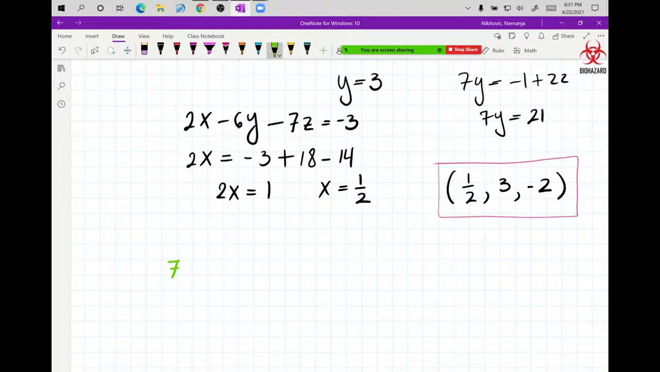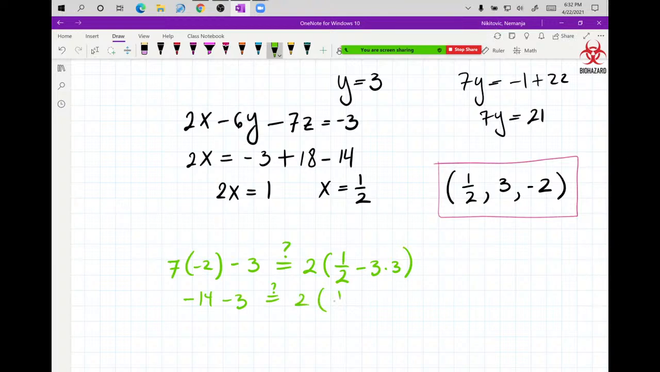So 7z minus 3 needs to be the same as 2 times x, which is a half, minus 3 times y, which is 3. So these two have to be the same. I have negative 14 minus 3 should be the same as when I distribute, well, 2 times 1 half minus 9 first. On the left-hand side, I have negative 17. And on the right-hand side, when I multiply by 2, I get 1 minus 18, which is negative 17.